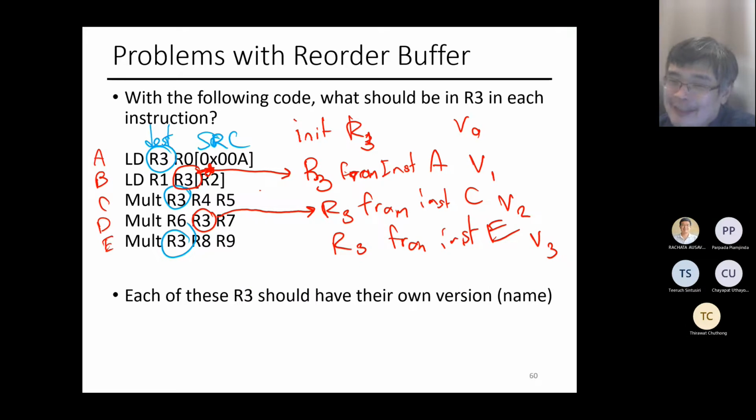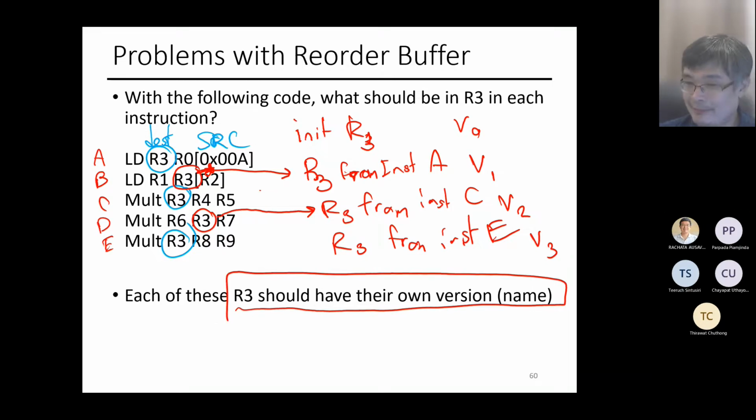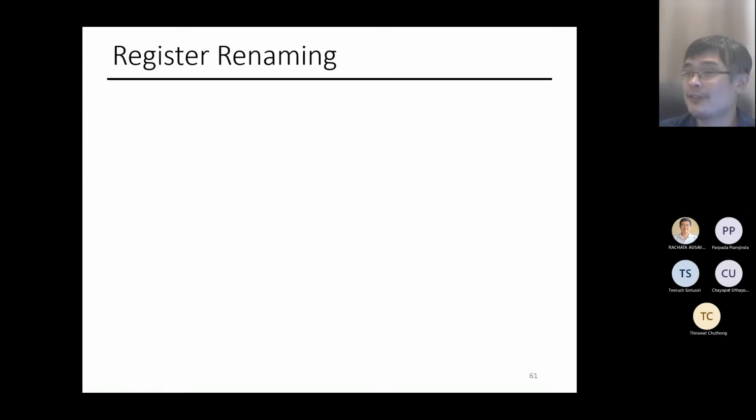Now ideally, what you want to be able to do is store each version for each of these instructions, right? This technique can solve this problem. So this is one of the problems with the initial version of the reorder buffer. You can't store 10 different versions of R3. So we'll use a technique called register renaming, right? Each R3 has its own version. How do we do that? So here's register renaming.